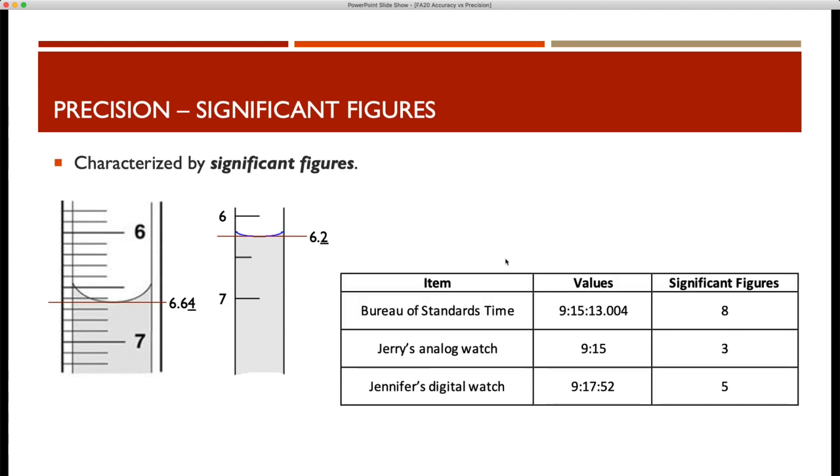When we look at another example, the Bureau of Standard Time here has 8 significant figures. Jerry's analog watch has 3, and Jennifer's digital watch has 5. So the most precise watch here is the Bureau of Standard Time, and the least precise is Jerry's analog watch.